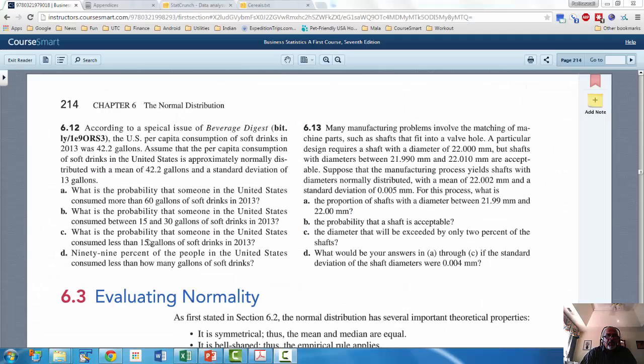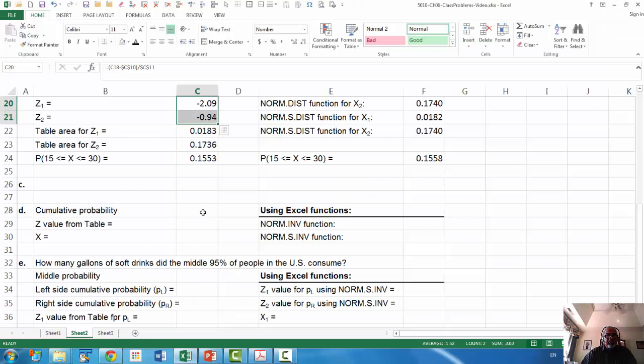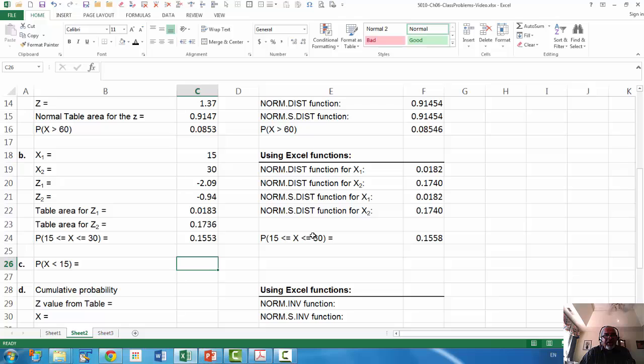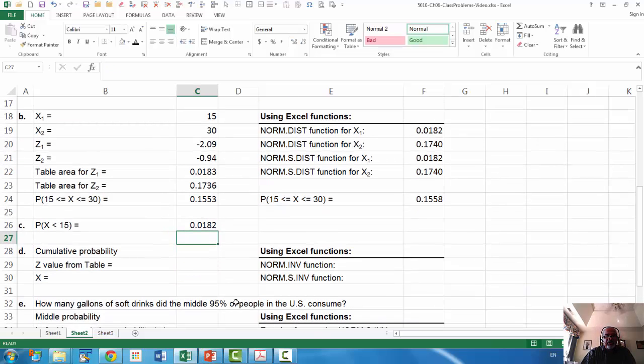Now C: what is the probability that someone in the United States consumed less than 15 gallons? So cumulative, less than 15. So we already have that information. So here, for X sub 1, the probability that we got, that would be the probability. So we don't even have to do any further computation for that.